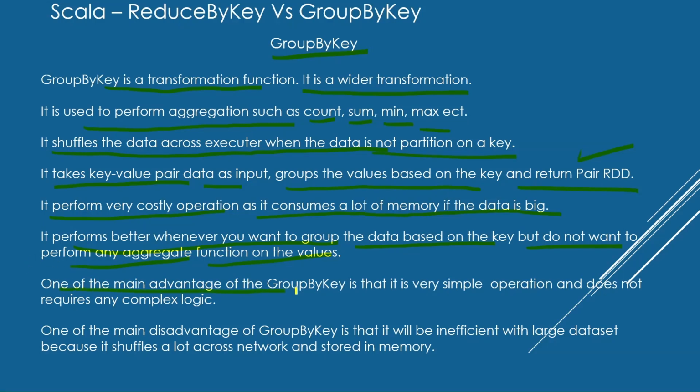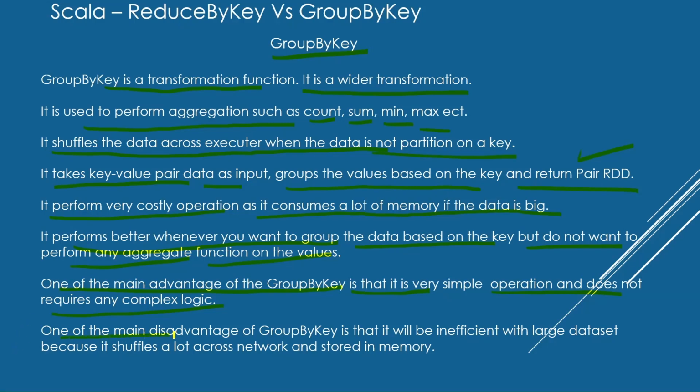One of the main advantages of group by key is that it is a very simple operation and does not require any complex logic. So the code is very simple. On the RDD, we just have to call group by key. So operation wise and coding wise, it is very simple, and we don't require any complex logic to group the key or merge the values of each key.